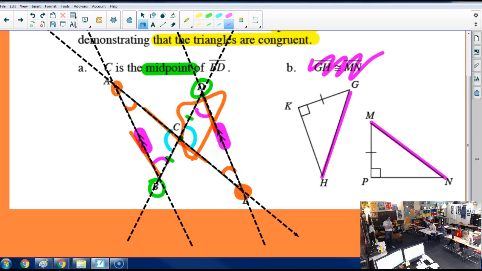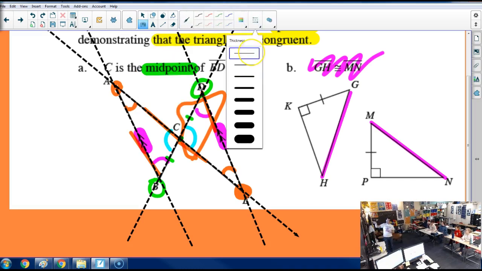Wait a minute. At the end of this, we're gonna have a new tool in our toolbox that you might remember using or might not. What if RHL? Oh yeah, RHL. I also got RHL congruency. Thanks for letting the cat out of the bag.